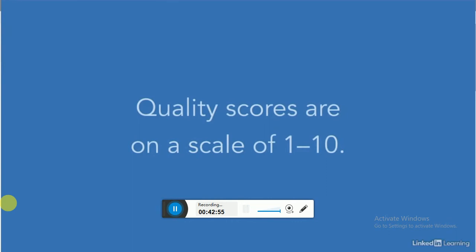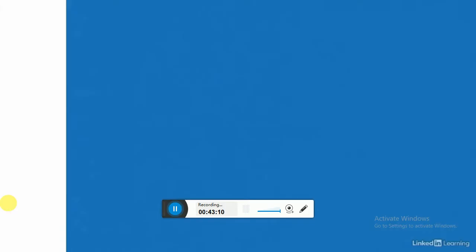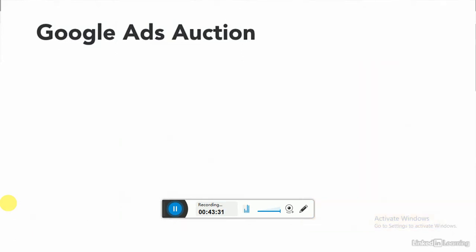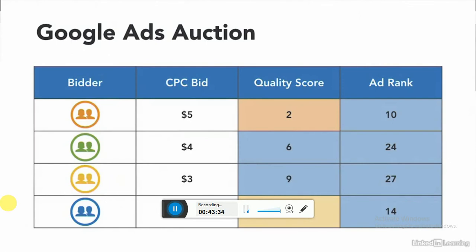And your quality score is on a scale of 1 to 10. Now, we don't know for certain how Google calculates your final ad rank, but for the sake of this example, let's assume that they take your maximum cost per click bid and multiply it by your quality score. So let's say we have 4 advertisers bidding: brand A, brand B, brand C, and brand D. We'll assign maximum CPC bids of $5, $4, $3, and $2 respectively. And then let's assign some quality scores: 2, 6, 9, and 7. So if we run our simple formula, we'll have ad ranks of 10, 24, 27, and 14.